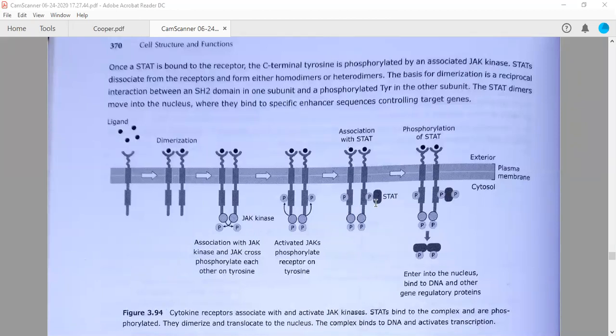These STAT proteins have certain domains which are called SH2 domains. These SH2 domains will specifically interact with the phosphotyrosine residues, and then these JAK kinases also phosphorylate the STAT proteins so that they can interact with each other. These phosphorylated forms also form a dimer and they will enter into the nucleus. Okay, so after going into the nucleus, they will regulate certain genes.